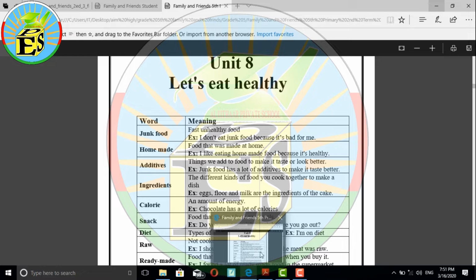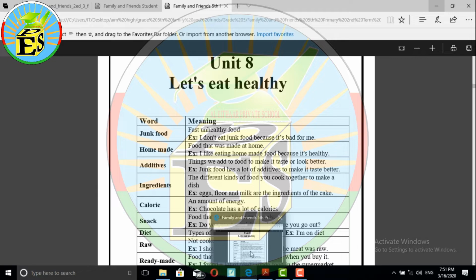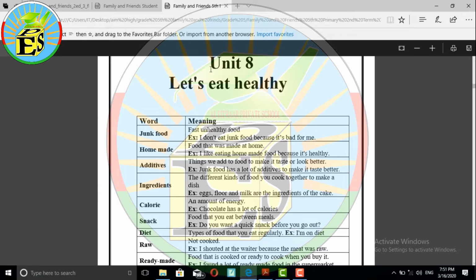Okay, but before we read our lesson, I will start with a revision of some of the words which we studied and which we will meet in our lesson today. I will give you the word and the definition. Look, Unit 8, let's eat healthy. We have a table, word and meaning. It gives us the word and the meaning of this word.